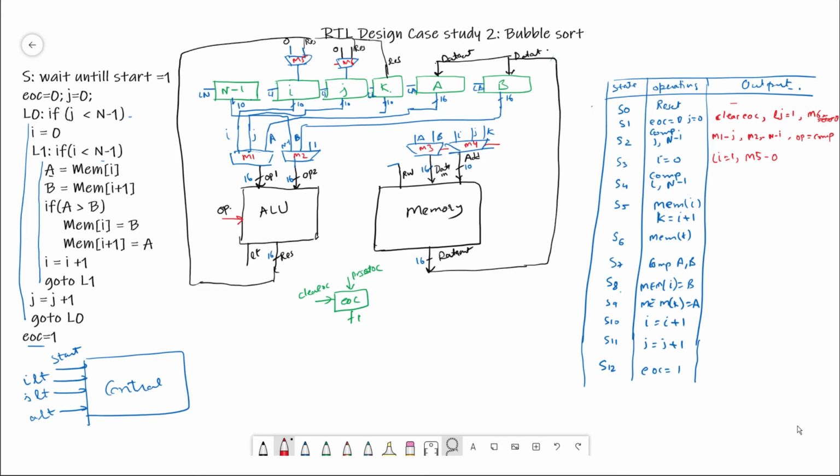Okay, so then the next state is S4. In S4 what we are going to do is compare I with n minus 1. First of all, M1 needs to select I, M2 needs to select n minus 1, and the operation has to be compare. There is no result that needs to be written, so none of the L signals would be 1.